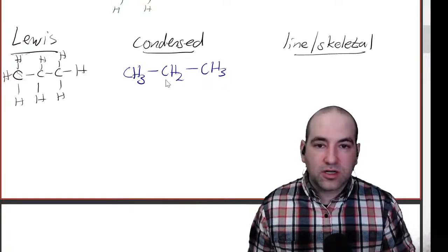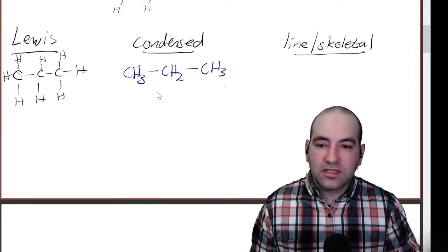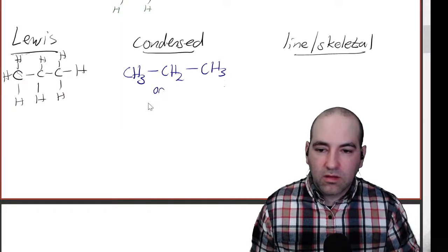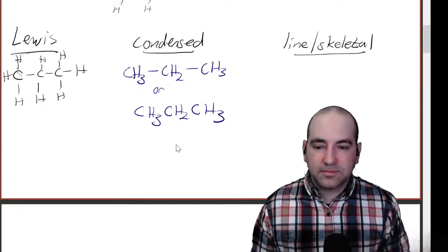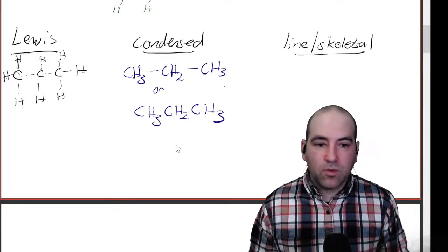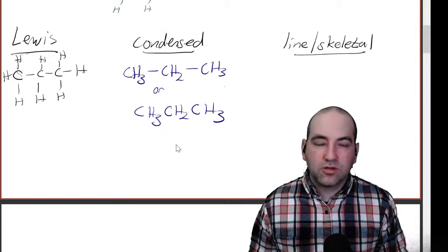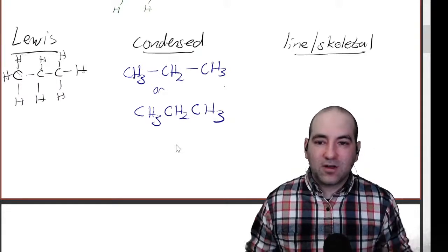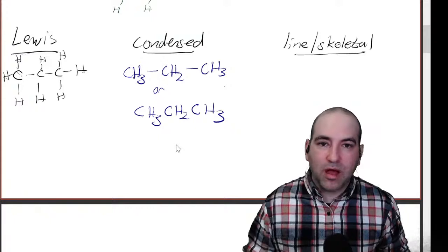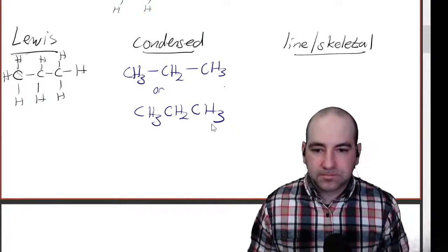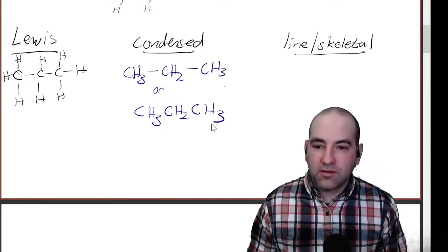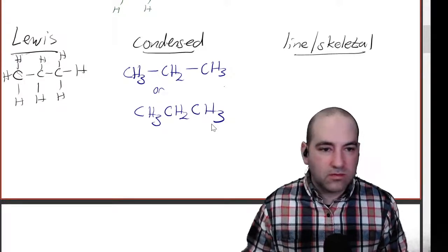Another way to do a condensed structure is to get rid of these lines entirely and just kind of mush everything up against each other like that. This is extremely useful for things like typing. Imagine if you wanted to put a chemical structure into Microsoft Word or something. It's very difficult to try to get all those lines to line up properly, but it's pretty easy to just type this and do a couple subscripts. So that's a nice way of communicating information just in one typing line.